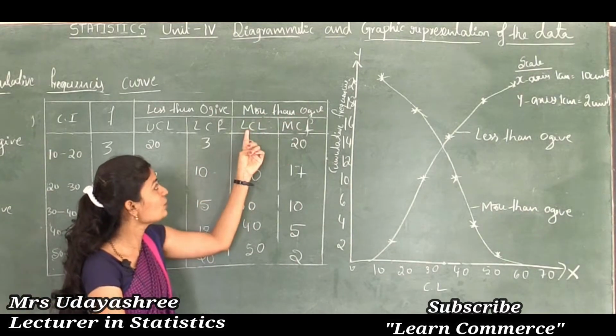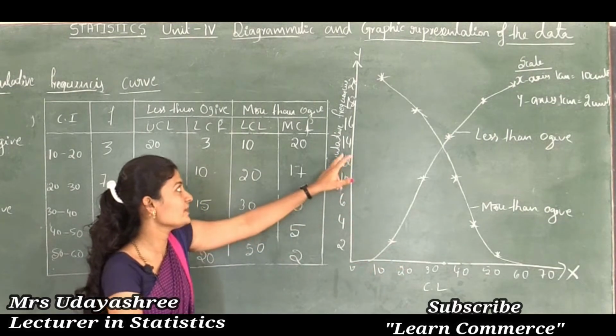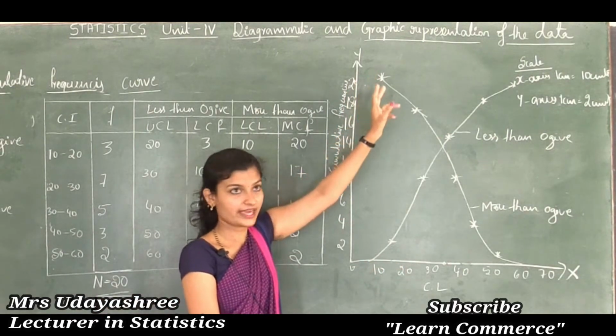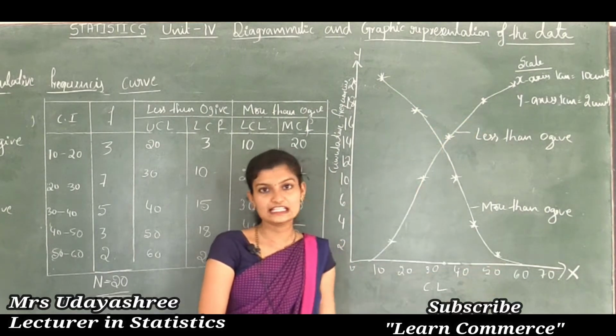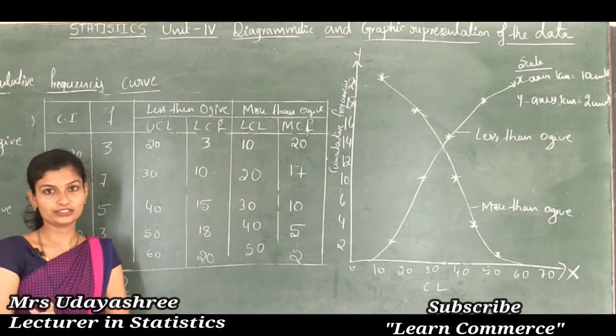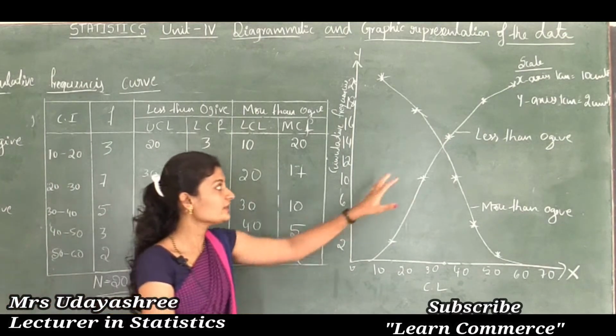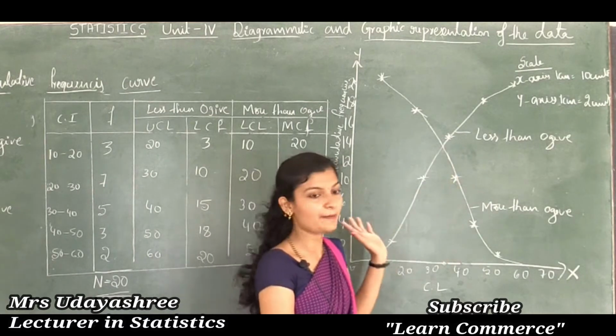So here the lower class limit is taken along the x-axis and the corresponding cumulative frequency is taken along the y-axis. After that, the plotted points are joined by a smooth line. Okay, this is all about the less than ogive and the more than ogive. These two ogives are drawn together on the same axis.